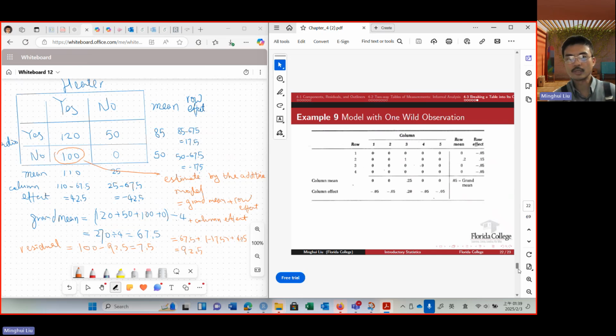Another thing we can do is to look at the model with one wild observation. What is that? Look at this data set. Everything is 0 except for one entry, which is 1. Why do we have a model like this? For example, you can think about COVID testing. Most people would be tested negative, but maybe there's one positive person. That person is sitting right there. Then what you can do is calculate the grand mean, the column means, the row means, the row effects, and the column effects.